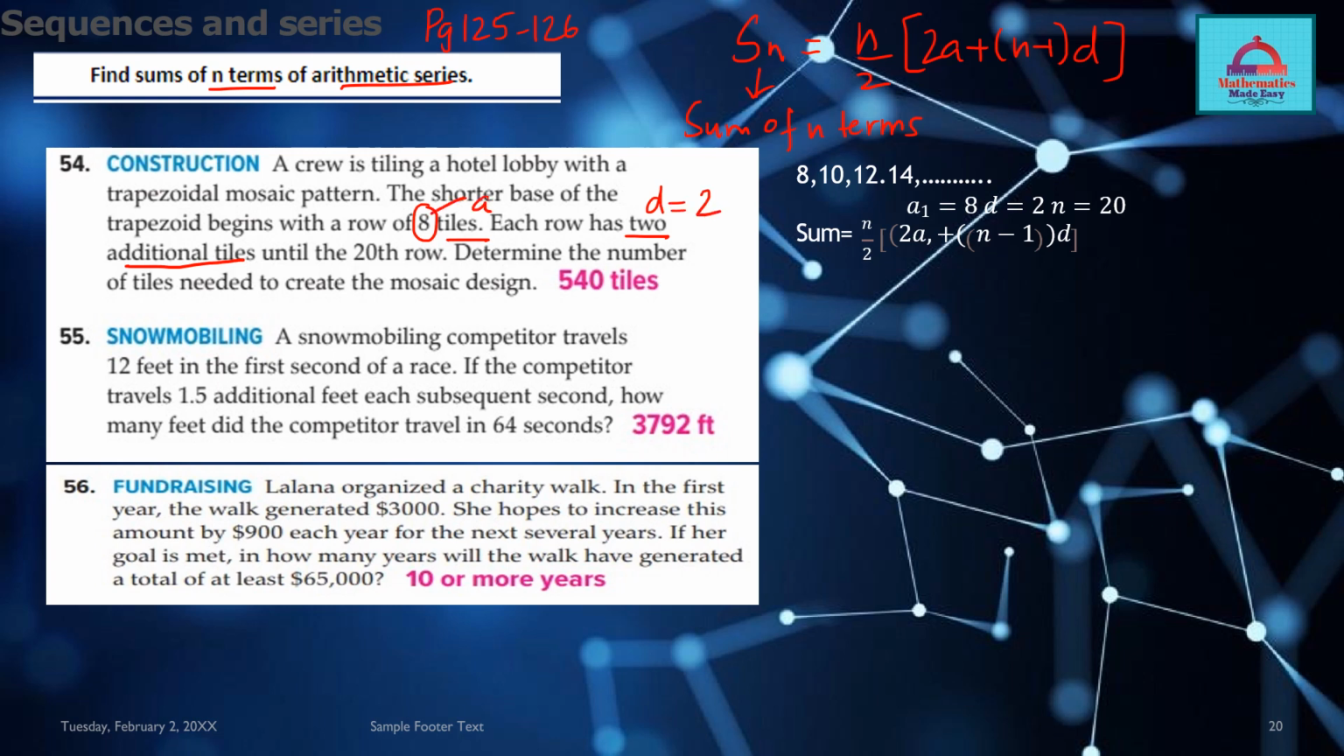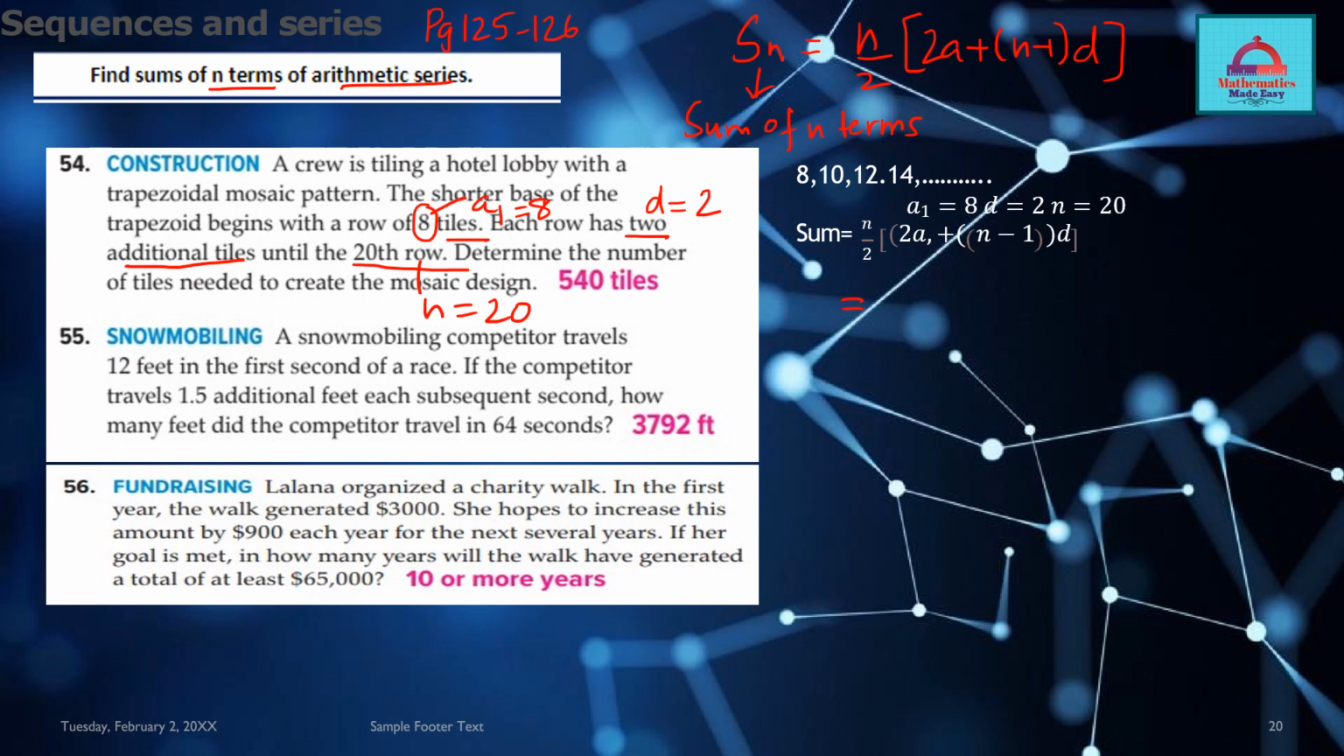First term a or a1 is going to be 8, and until how many terms? Until 20th row. So n is going to be 20. So you have got the value of a, d and n. So if you have a, d and n, you can calculate the sum. Now determine the number of tiles needed to create the mosaic pattern. So let's substitute the values of a1, d and n here.